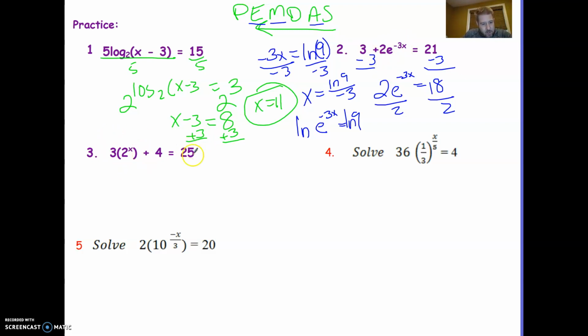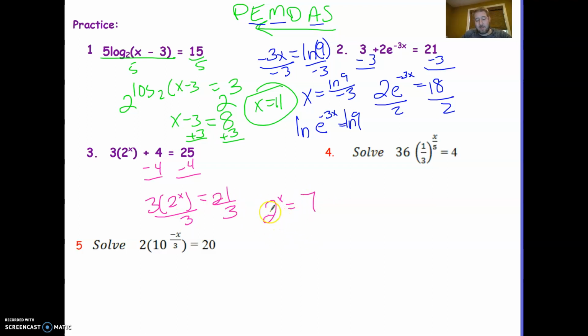All right, next question. So we have to subtract 4 from both sides. That gives us 3 times 2 to the power of x equals 21. Then divide both sides by 3. So 2 to the power of x equals 7.